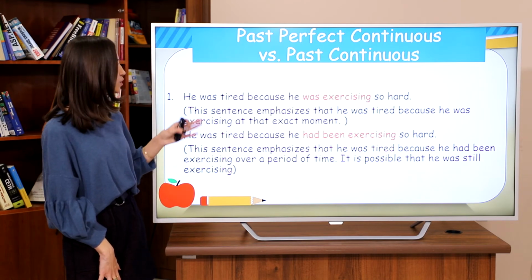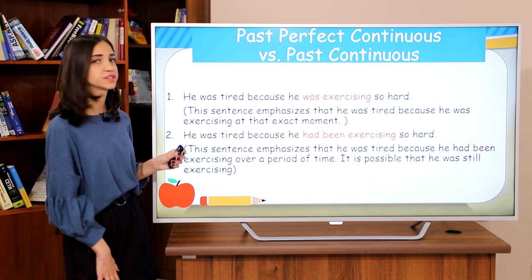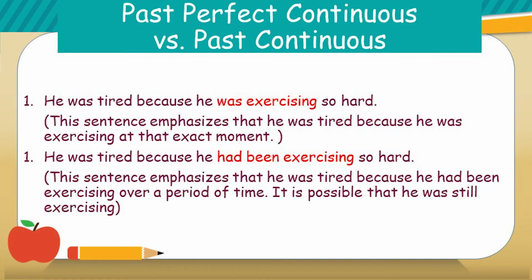So, let's look at these examples. He was tired because he was exercising so hard. This sentence emphasizes that he was tired because he was exercising at that exact moment.